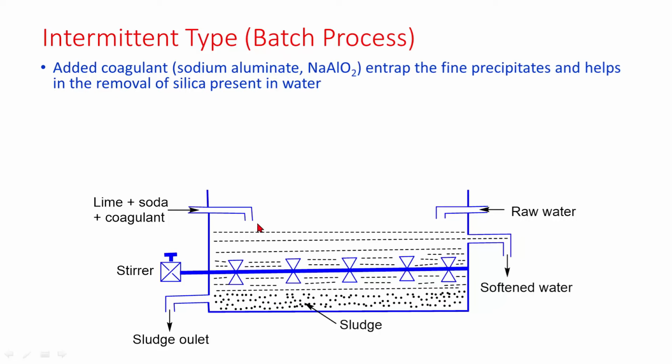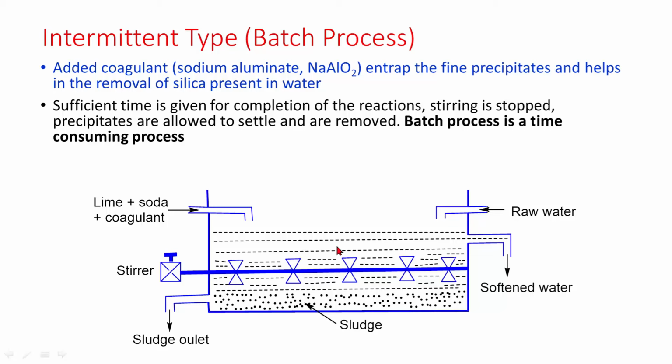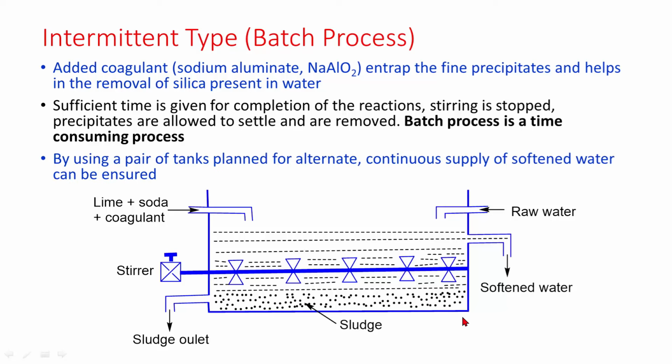Added coagulant entraps the finer precipitates of calcium carbonate and magnesium hydroxide, and it also helps in removal of silica present in water. Sufficient time is given for the completion of reaction. Then the stirring is stopped, precipitates are allowed to settle and they are removed. Batch process is a time consuming process. By using pair of such tanks planned for alternate, continuous supply of softened water can be ensured.